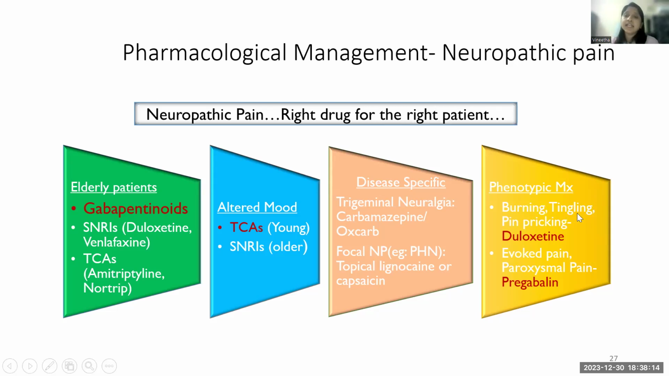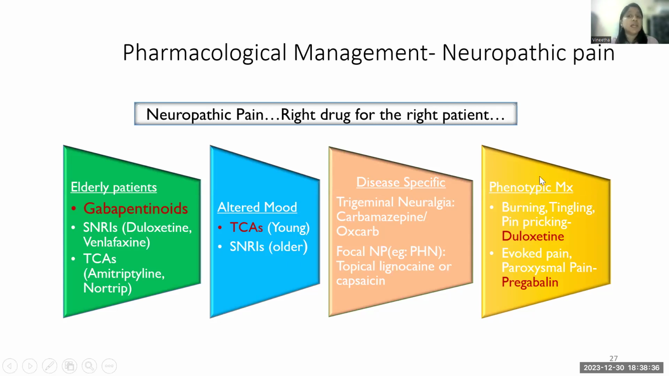So if it is a burning, tingling, or pin-pricking kind of pain, then duloxetine is the drug of choice. If it is an evoked pain, or a paroxysmal pain like intermittent shooting pain, then we go for a gabapentinoid. You can go back and do a Google search on this phenotypic management of diabetic neuropathy. You'll get a lot of articles on this.